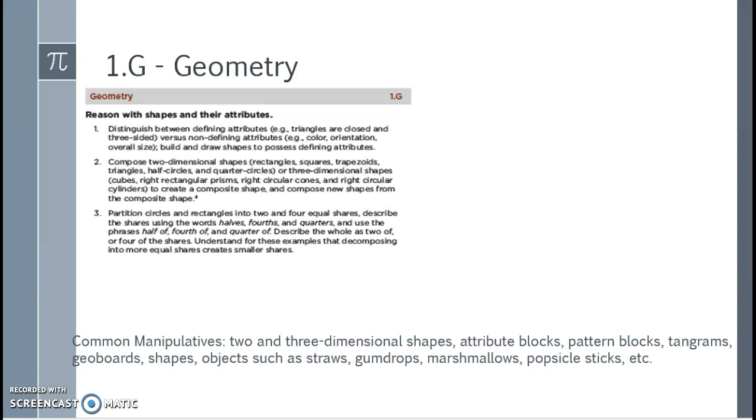And then partition circles and rectangles into 2 and 4 equal shares. Describe the shares using the words halves, fourths, and quarters, and use those phrases to describe them. Common manipulatives are 2 and 3-dimensional shapes, attribute blocks, pattern blocks, tangrams, geoboards, shapes, and objects such as straws, gumdrops, marshmallows, popsicle sticks, etc.